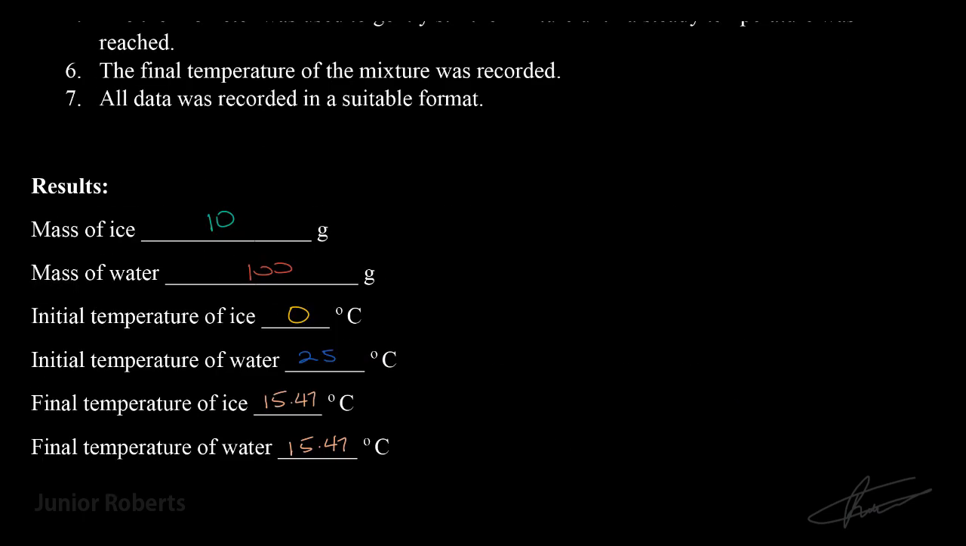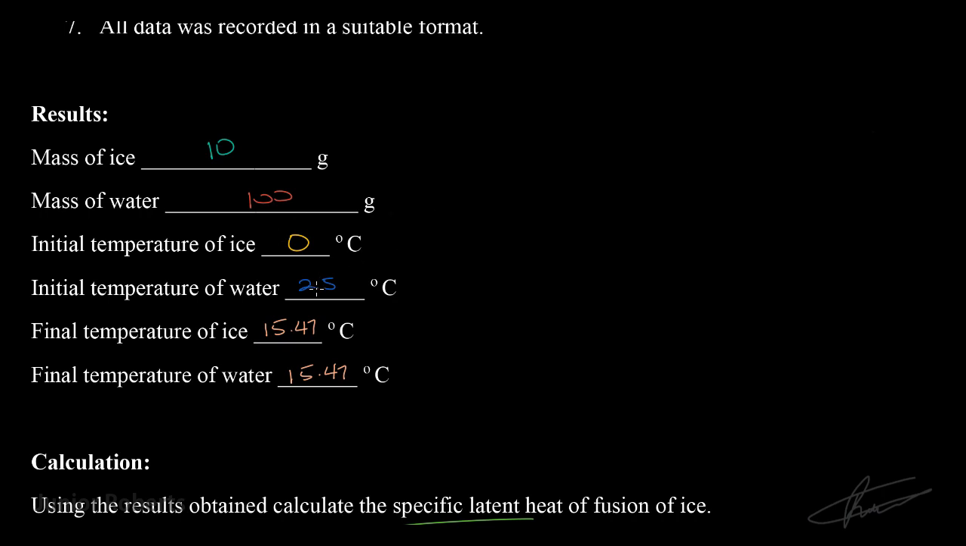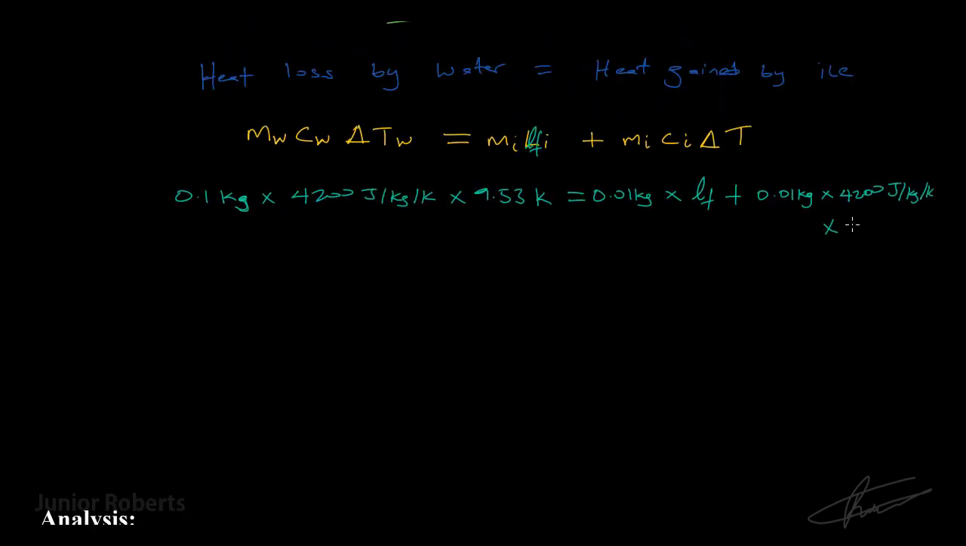Now the ice, when it was melted, would have changed its temperature from 0 degrees up to 15.47 degrees Celsius. So the change in temperature will be 15.47 degrees Celsius.